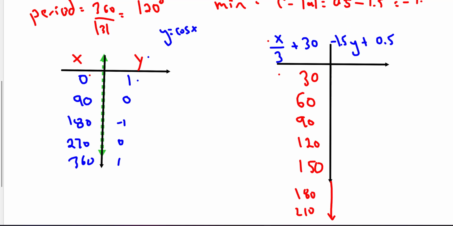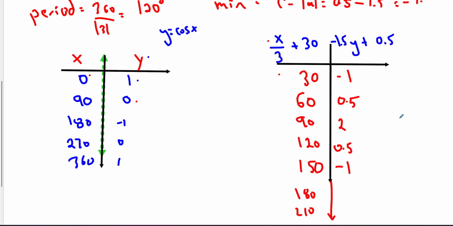Plug in 1 here. Negative 1.5 times 1 is obviously negative 1.5, plus 0.5 is negative 1. Plug in 0, this whole first term becomes 0, because 0 times anything is 0. This is 0.5. Plug in negative 1. Negative 1, that's going to be now positive, because negative times negative is positive. 1.5 plus 0.5 is 2. 0 again. Well, we already did 0, so if I do it again, it's just going to be the same value. And 1, we already did 1, so it's got to be negative 1.